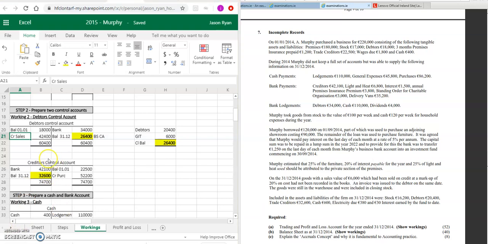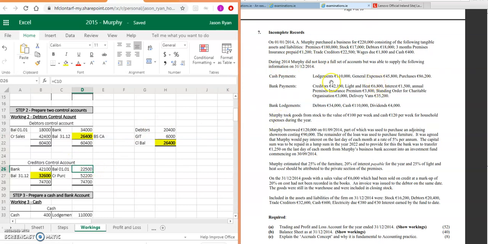So you also have to prepare the creditors control account, and the figure that we calculate here will be used to help us calculate the purchases or the total purchase. So in here we've got our creditors control account. So we look at the start and see do we have any creditors. We've got trade creditors of 22,500. There's no creditors or liabilities, so it's going to go on the credit side.